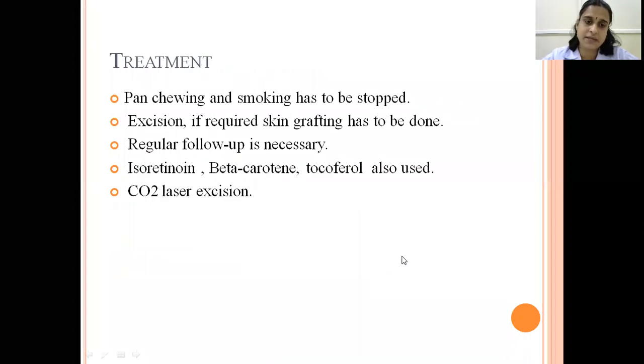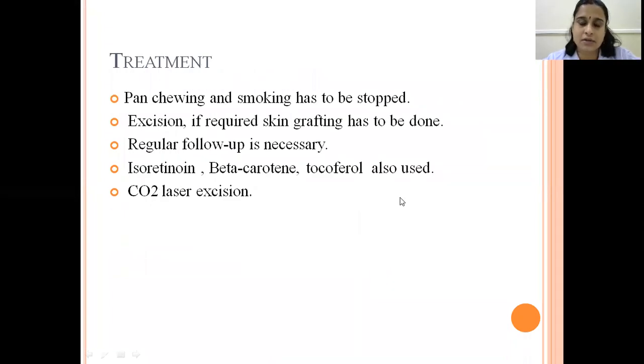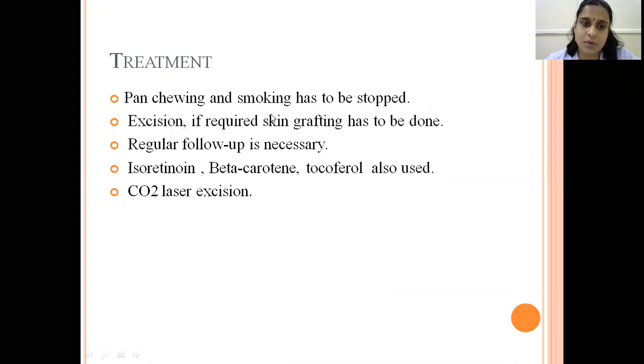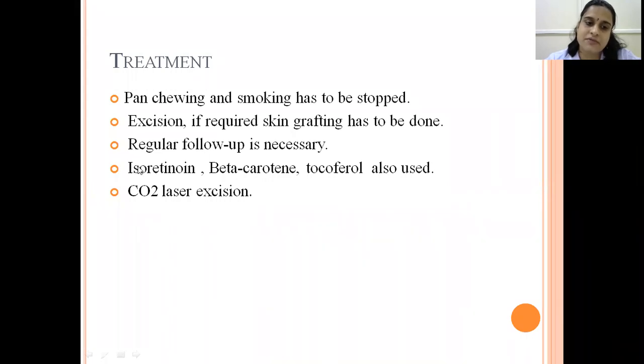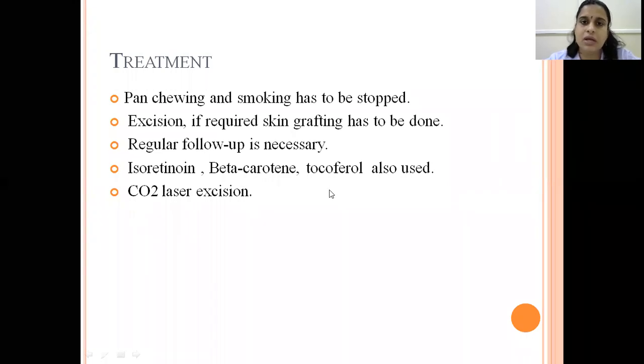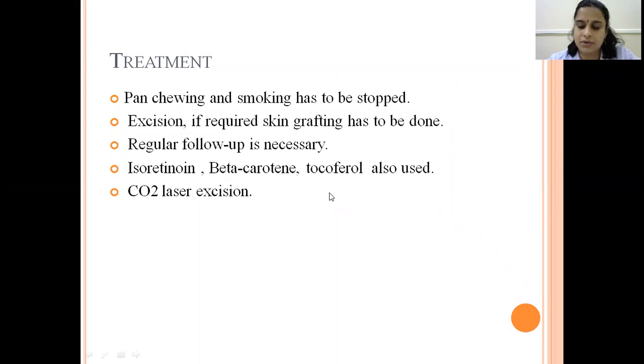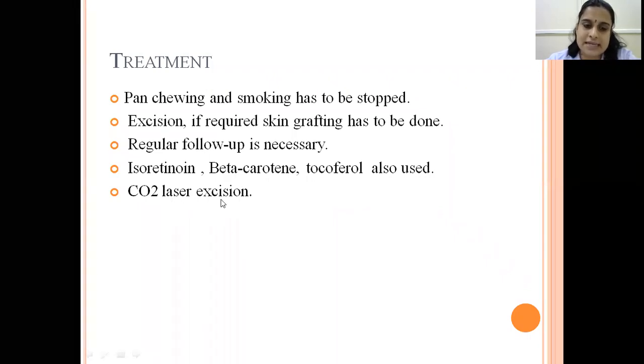How do you treat leukoplakia? Stop the causative factors like pan chewing and smoking. If you can do it, excise the involved area and then cover it with skin grafting. Regular follow-up is necessary to rule out the occurrence of carcinoma in situ and carcinoma. There is also documented evidence of usage of isotretinoin, beta-carotene, tocopherol in leukoplakia with good results. Carbon dioxide laser excision of the involved area is also done.